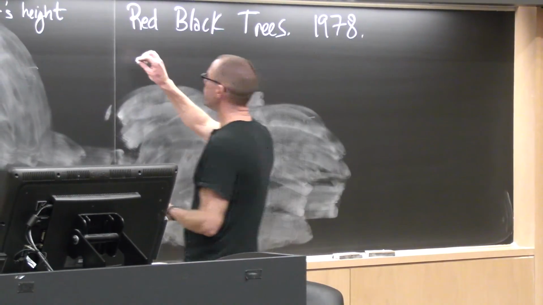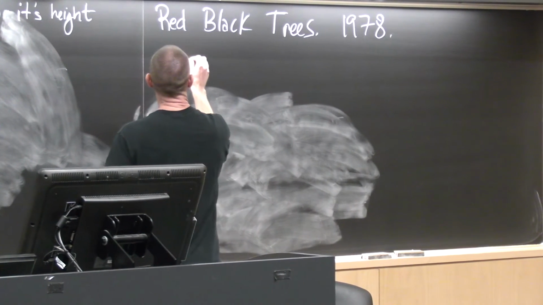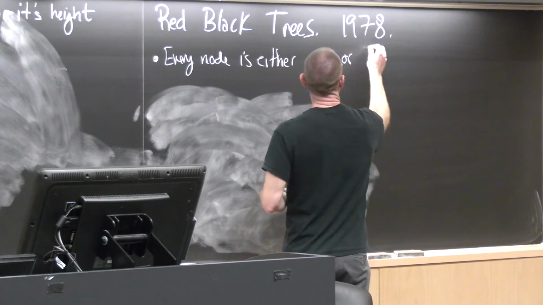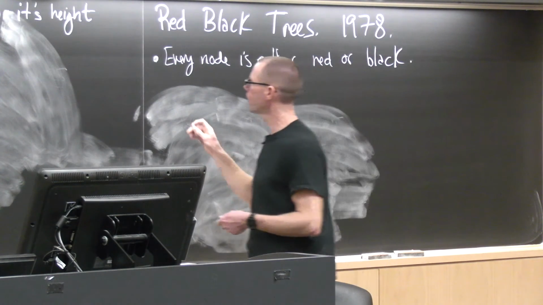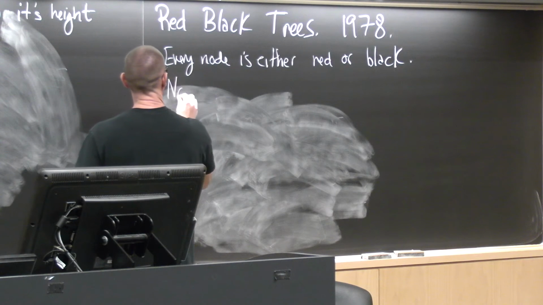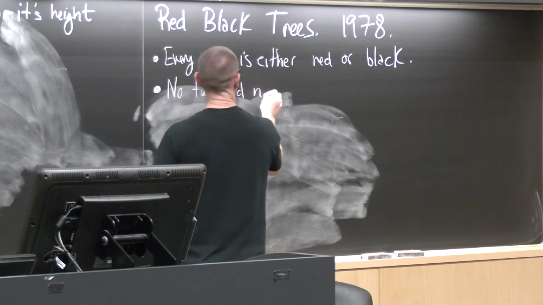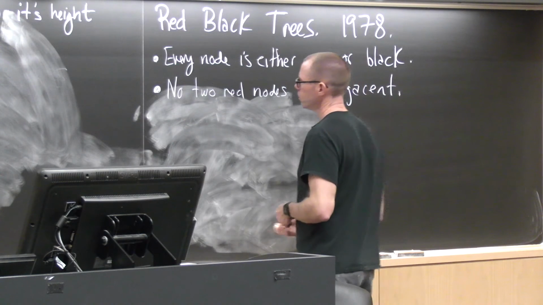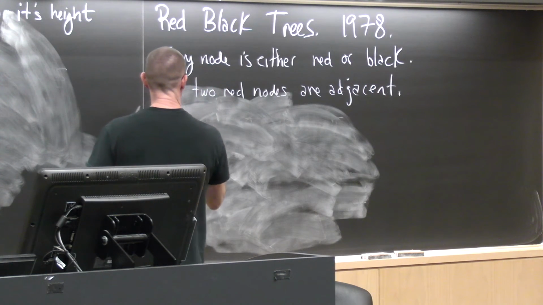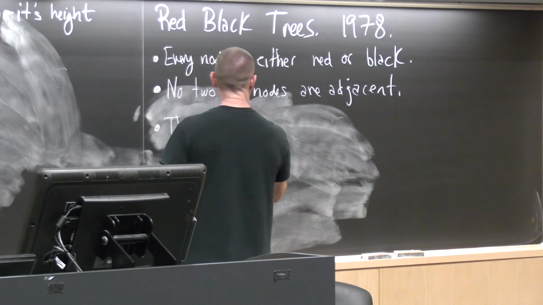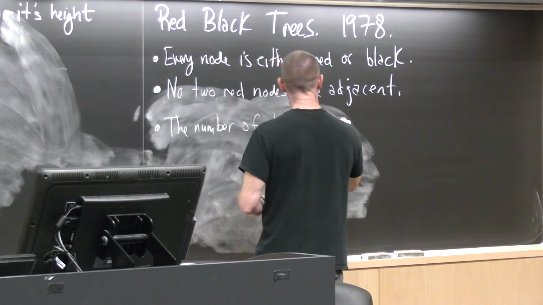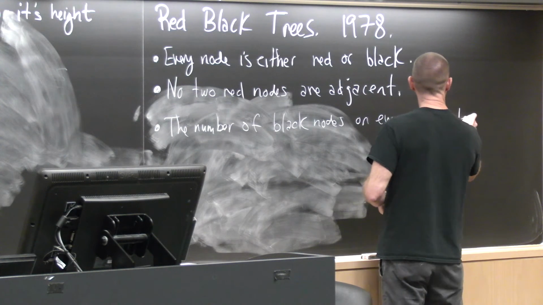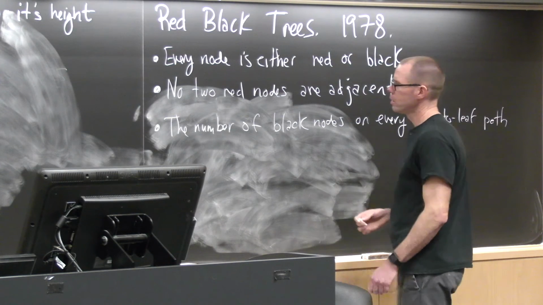So here's the rule about red-black trees. Every node is either red or black. No 2 red nodes are adjacent. And the number of black nodes on every root to leaf path is the same.